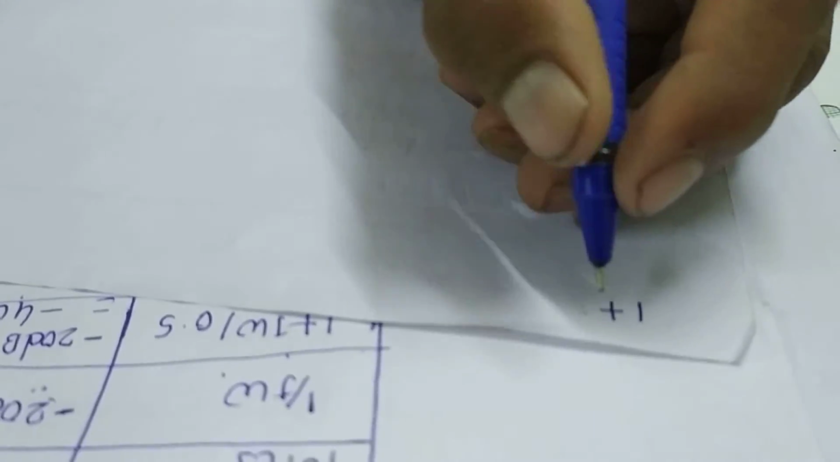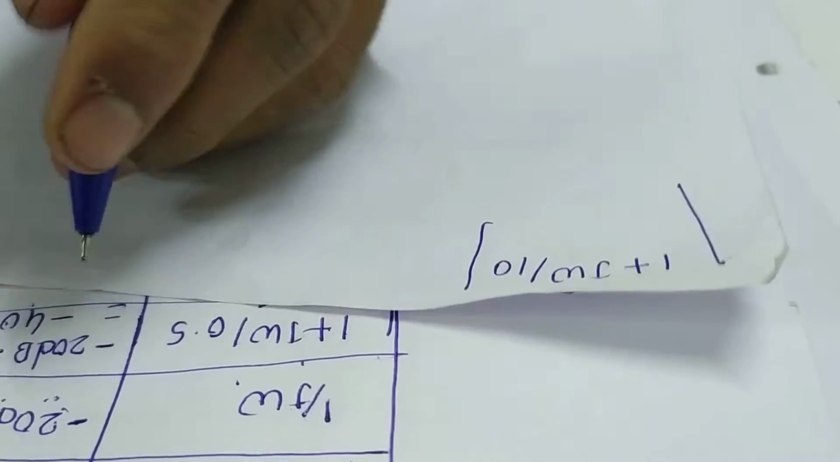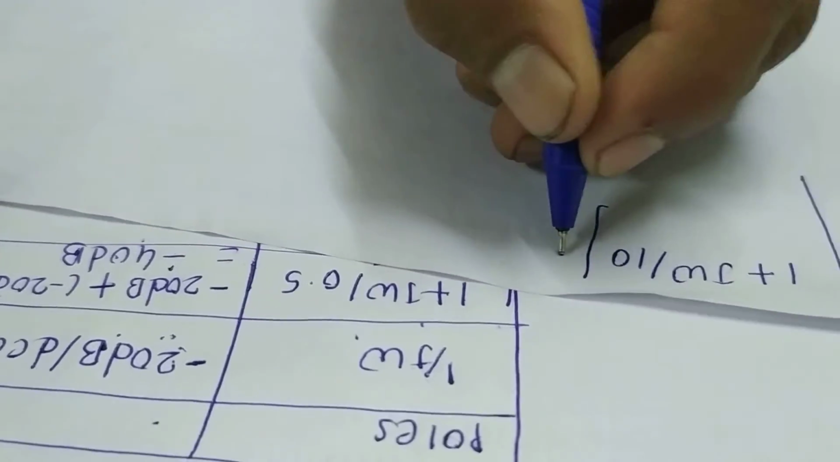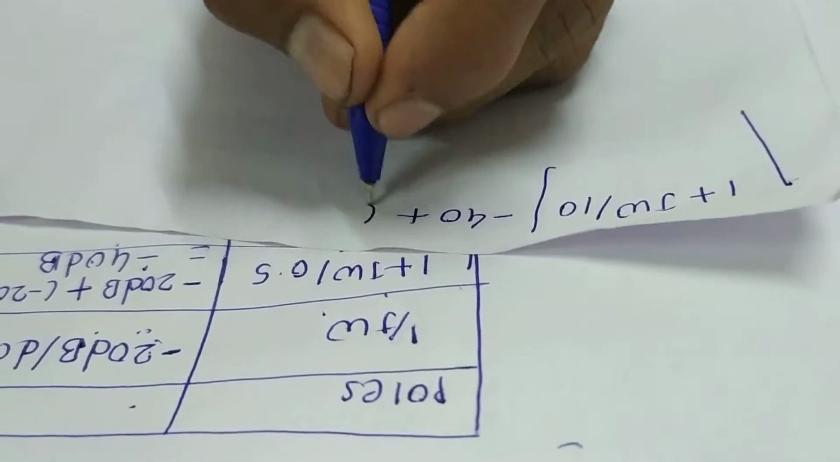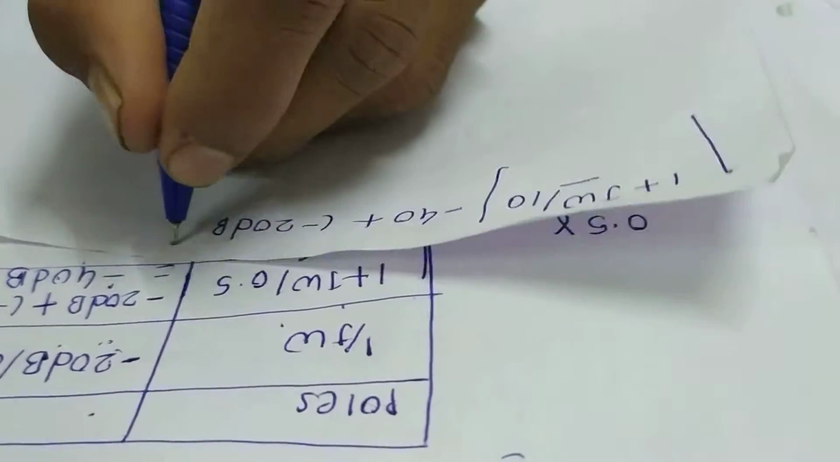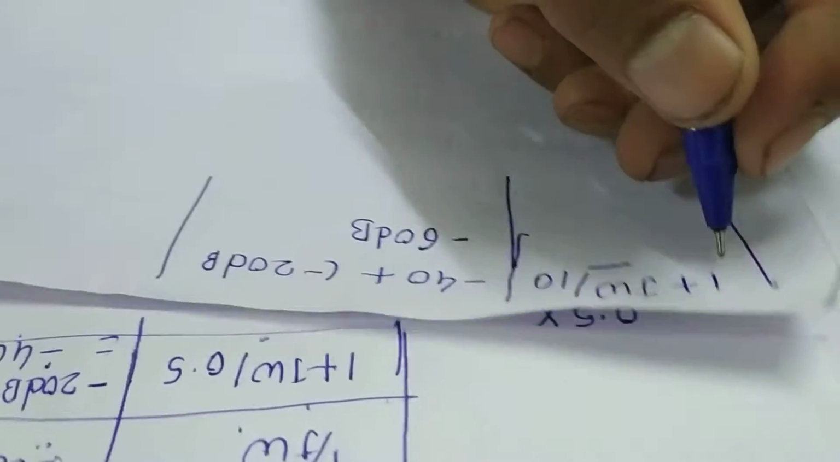Third pole is 1 plus j omega upon 10. It is decaying by minus 20 dB per decade. Second pole is decaying by minus 40 dB per decade. Plus, this is decaying once again. How much? Minus 20 dB per decade. So my resultant magnitude plot is minus 60 dB per decade.